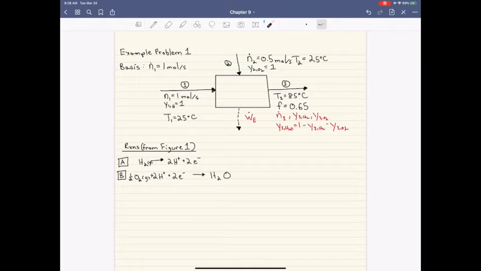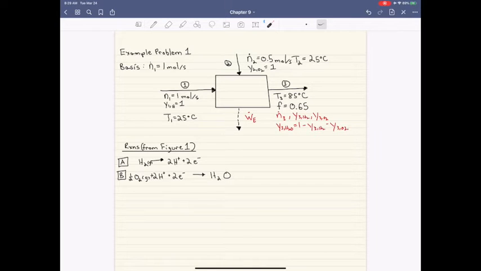Okay? In the outlet stream, stream 3, since the problem tells us that the fuel cell operates at 85 degrees Celsius, the temperature is now 85 degrees C. And we also know that the fractional conversion of the hydrogen is 0.65. So I put that information there.